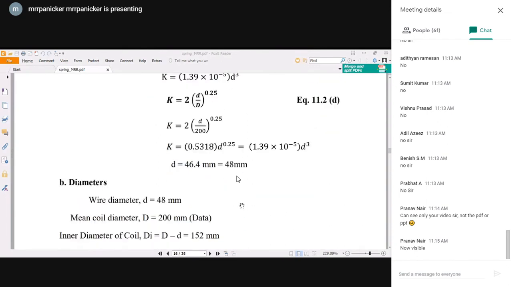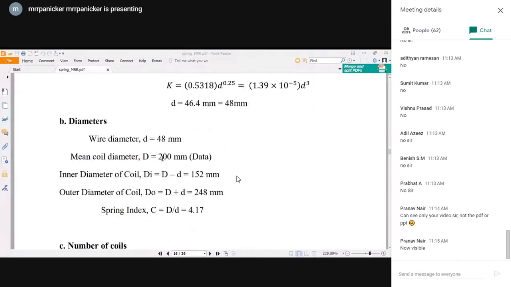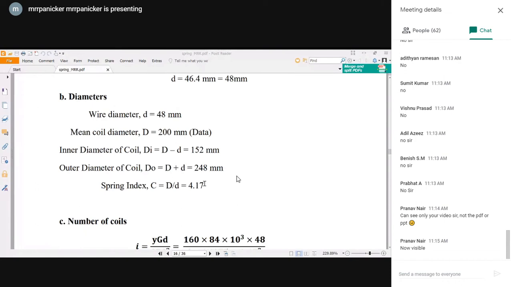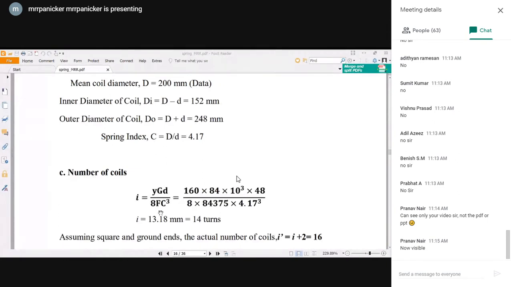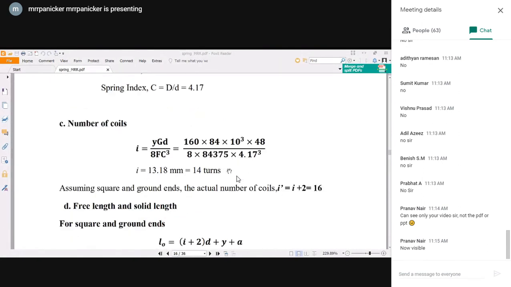So once the diameter is given, you can find out the inside diameter, the outside diameter, the spring index, and the number of coils that you can calculate. The deflection is given in the question, modulus of rigidity, wire diameter. This equation is there in the data book. It is a straightforward one. Number of turns you will get. Square and ground, and you can add it. That is I dash. This is 16.